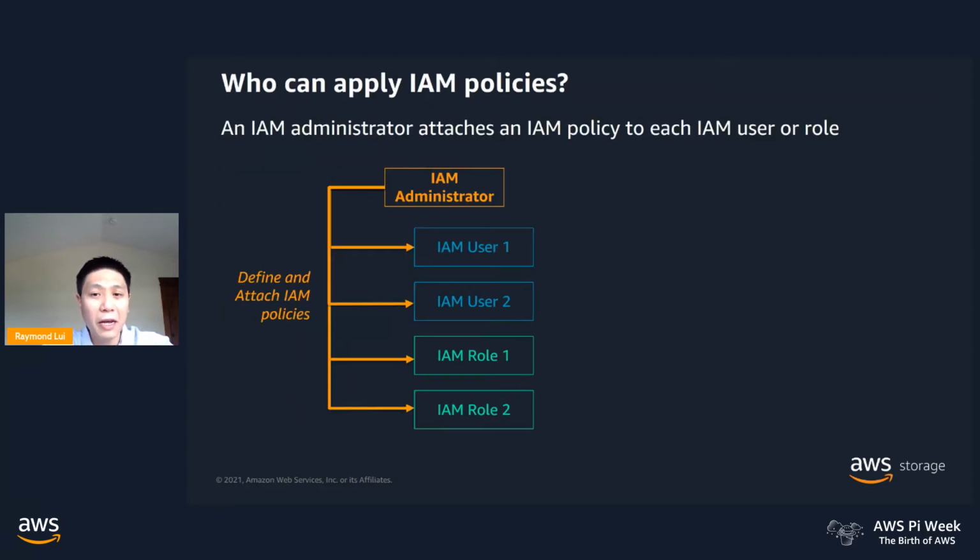Who gets to apply IAM policies? Well, if you are the IAM administrator for your AWS account, you define the IAM policy and you attach it to an IAM user or an IAM role within your account. You can further allow an IAM user to assume an IAM role. With role assumption, the IAM user inherits the permissions of that particular IAM role.